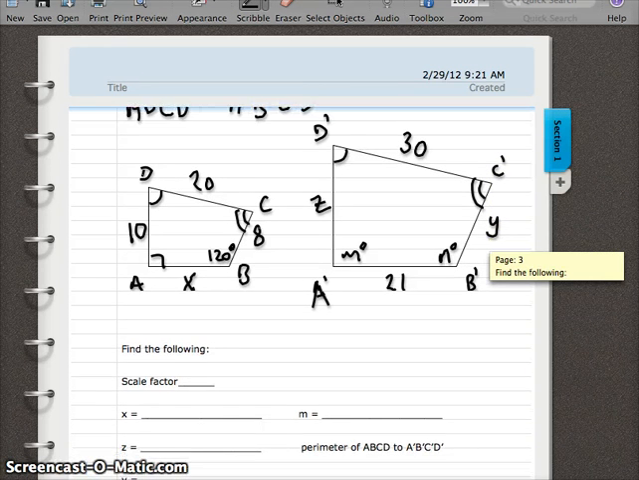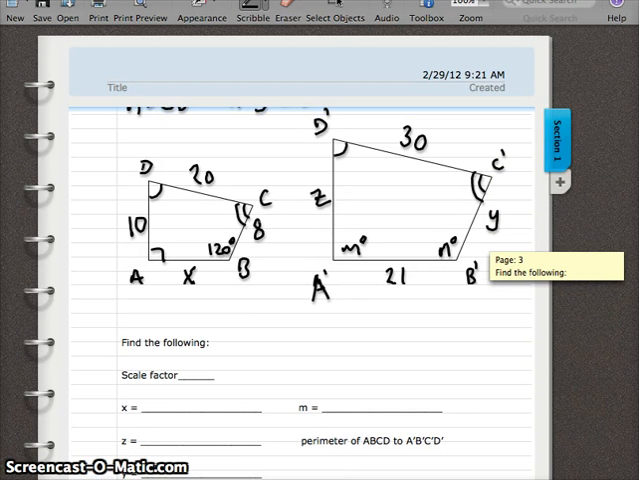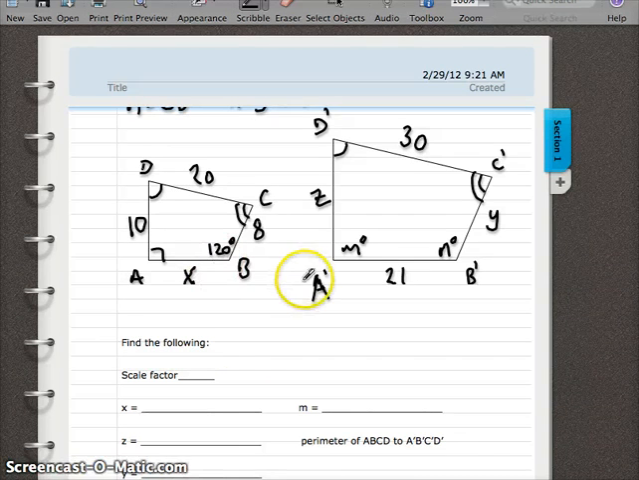So let's try and use some of that and figure out some missing parts of these two similar shapes. Let's apply all this stuff that we've been learning. First thing is always to figure out the scale factor. If you can figure out the scale factor, you can find any missing side length. But the trick is to find two corresponding sides that you're given the values for. We have to know the values of both of them to set up a ratio. So looking at this picture, which corresponding sides do we know values for?